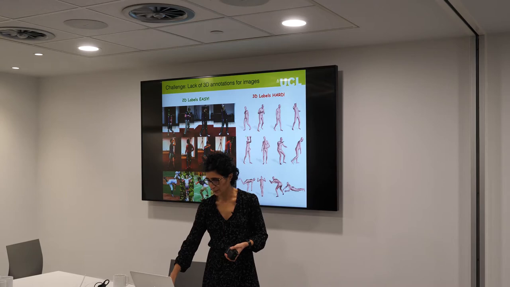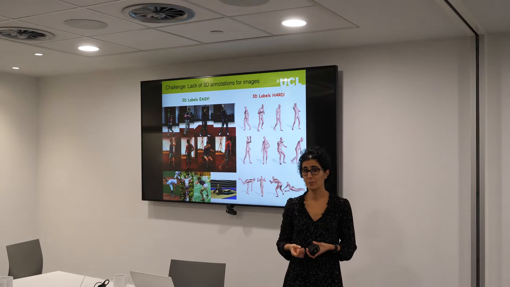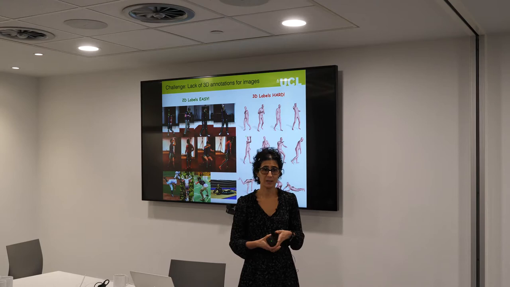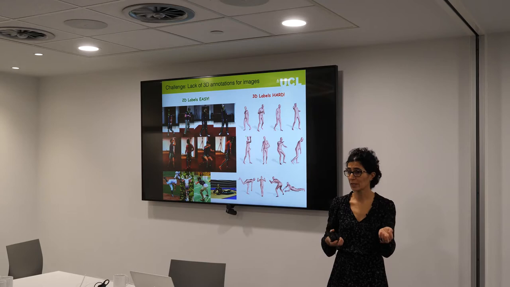As I said before, getting 3D labels that match our images is a lot harder and a lot more expensive. So what I'm going to talk about is how can we actually solve these 3D vision problems in the case when we only have 2D labels, for instance, or in the case where we don't even have any labels at all.